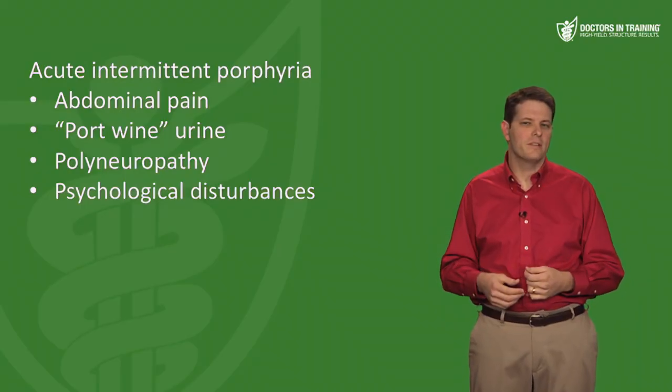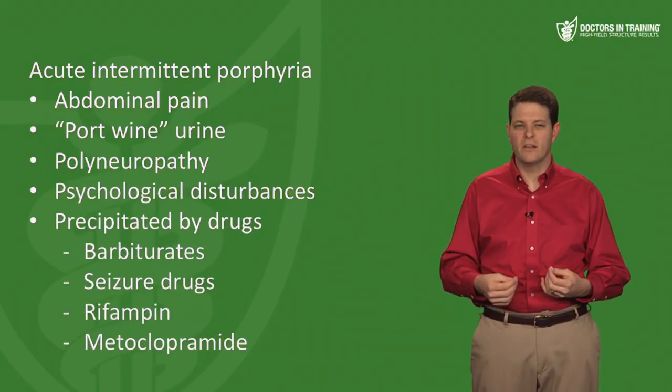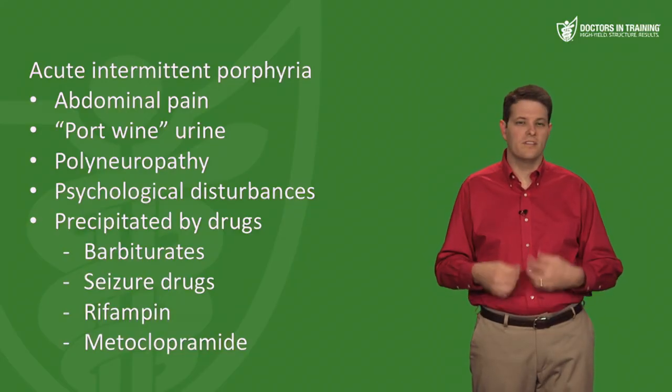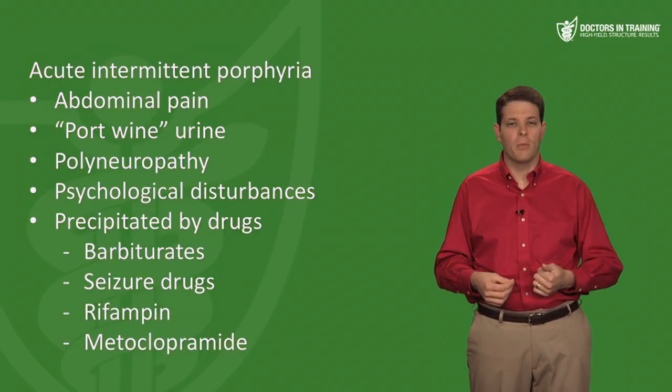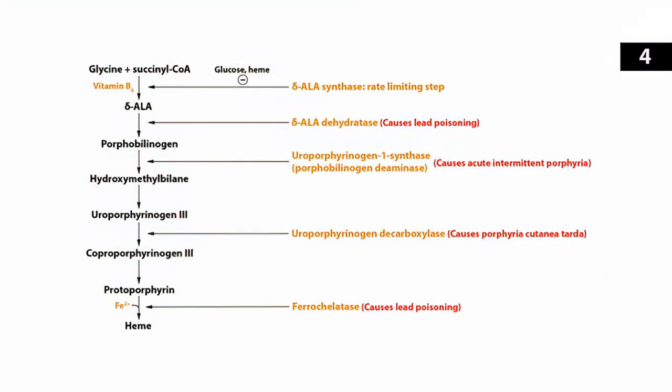And then the last point about the presentation is that this is precipitated by drugs. So things like barbiturates, seizure drugs, rifampin, and metoclopramide can trigger this. Now we treat acute intermittent porphyria by giving glucose and heme, which inhibit the ALA synthase, that rate-limiting enzyme. So the presence of heme will down-regulate the ALA synthase enzyme so you don't get buildup of those neurotoxic intermediate products. So definitely be able to recognize that. You can also use the acute in acute intermittent porphyria to think of the acute abdomen and acute psychosis. So that's going to help you remember what this disease looks like.